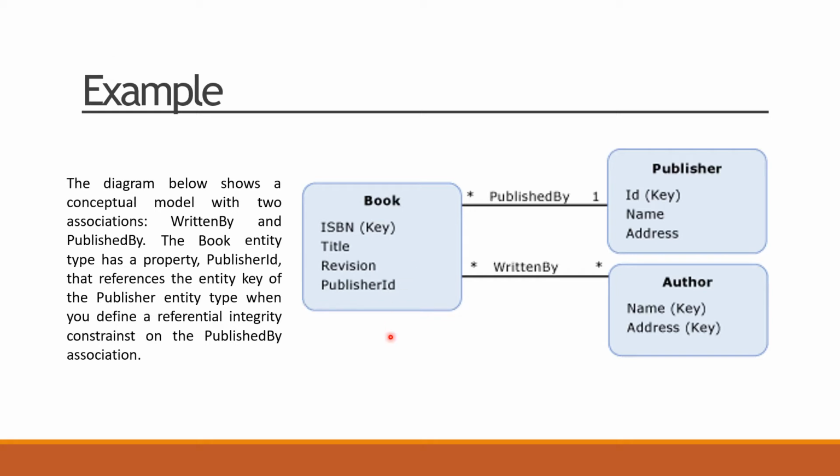And here we can see that we have ISBN key, then we have title, revision, publisher ID in the book. But if you will see in publisher, we have ID, name, address, but in author, we don't have any publisher ID or anything. So how will we arrange relations between them? So this diagram is very conceptually showing all the relations and things. So here we will have to define referential integrity.